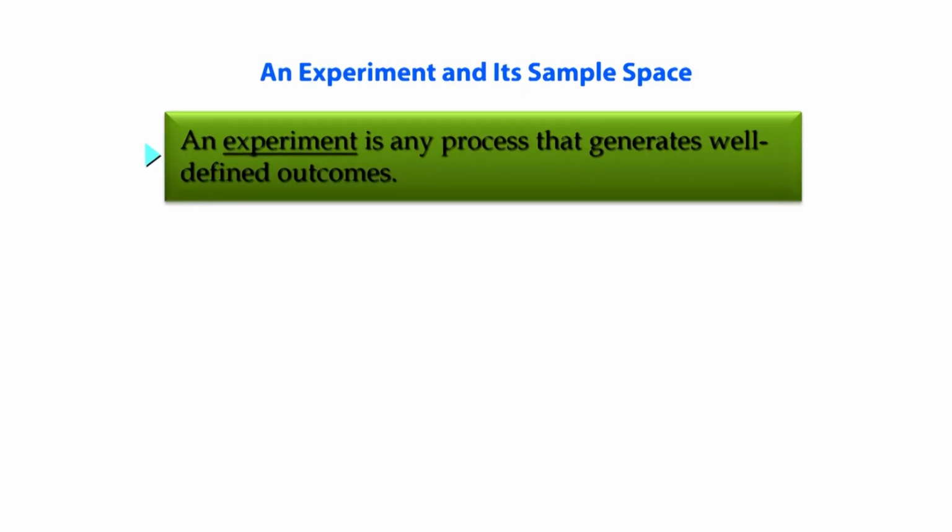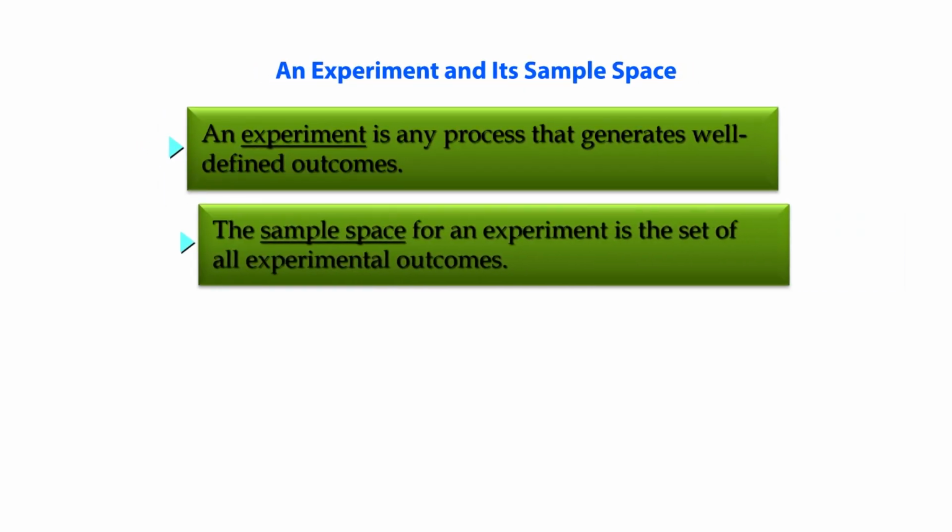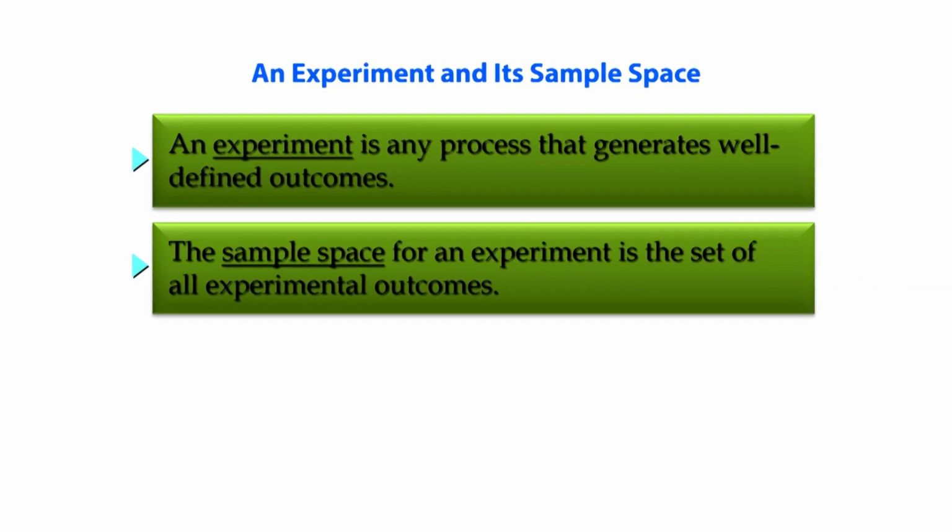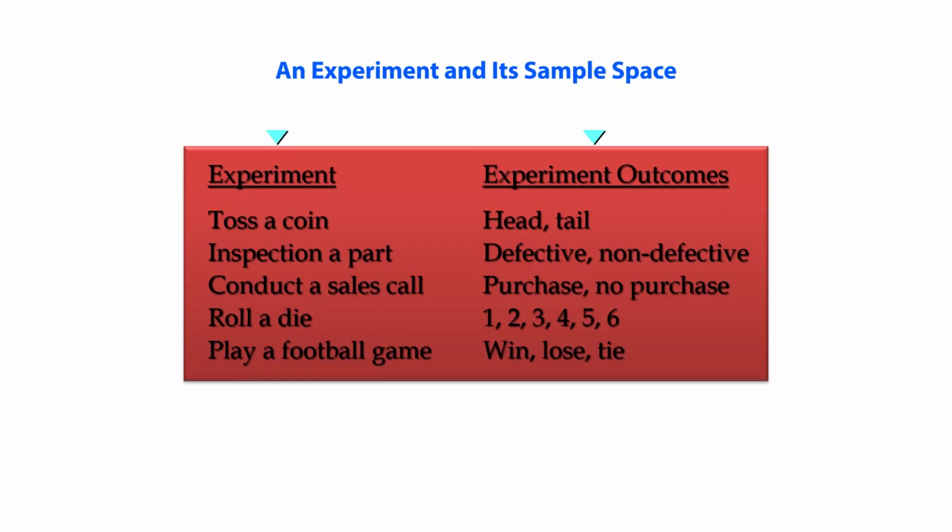An experiment is any process that generates well-defined outcomes. The sample space for an experiment is the set of all experiment outcomes. An experiment outcome is also called a sample point.